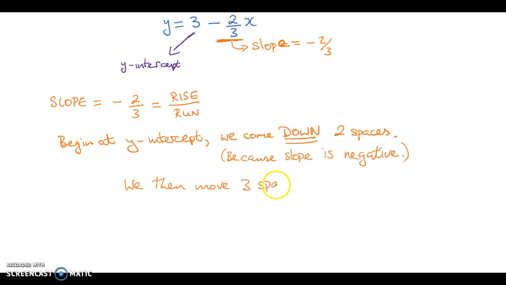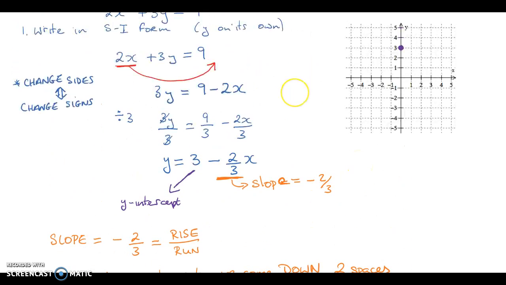So let's try and remember that. Beginning at the y-intercept, we're going to come down 2 spaces, then move 3 spaces to the right. So here's the y-intercept. We're going to come down 1, 2 spaces, and then move 3 to the right: 1, 2, 3. And we'll put a dot there.